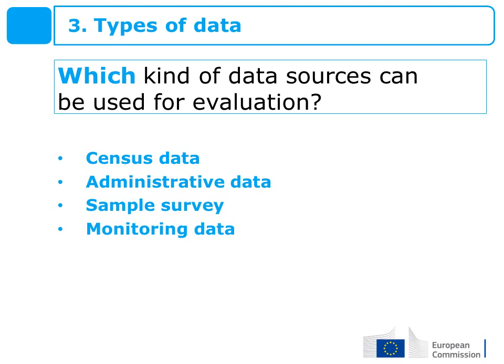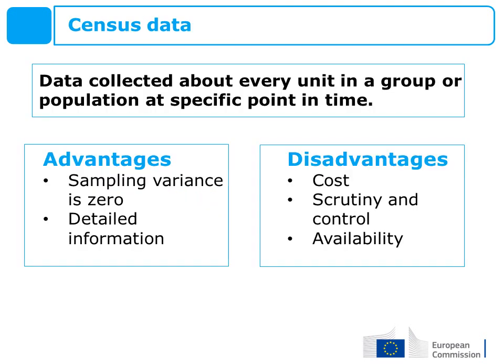3. Which kind of data sources can be used for evaluation? There are 4 different kinds of data that can be used. In particular, census data, administrative data, sample survey, or monitoring data. Census data refers to data collected about every unit in a group or population at a specific point in time. There are various reasons why a census may or may not be chosen as the method of data collection.